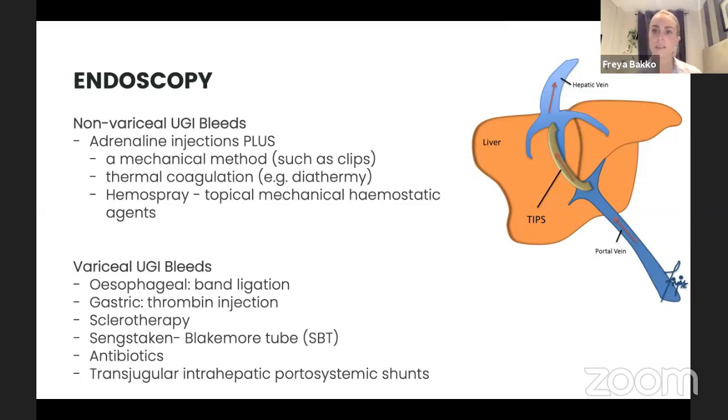For variceal bleeds, the patient is at higher risk of infection, so you want to give them prophylactic antibiotics. And if the above measures haven't worked, the patient goes on to have assessment for a TIPS, which is the transjugular intrahepatic portosystemic shunt. And this is essentially a shunt that is placed in between the portal vein and the hepatic vein, which allows blood to bypass the cirrhotic liver, and therefore lessens the pressure on the varices.